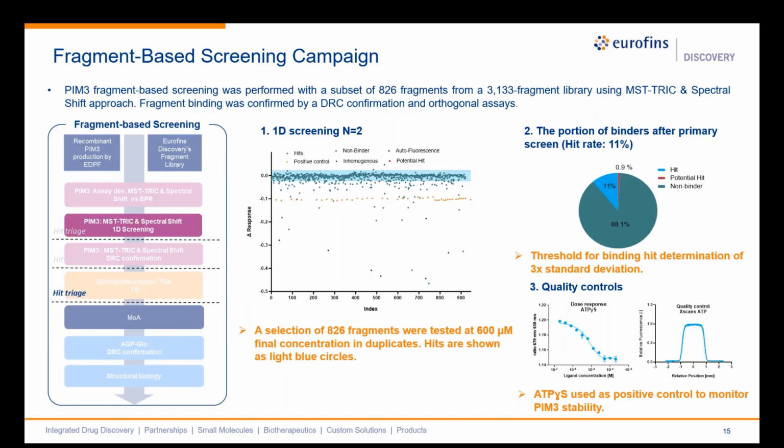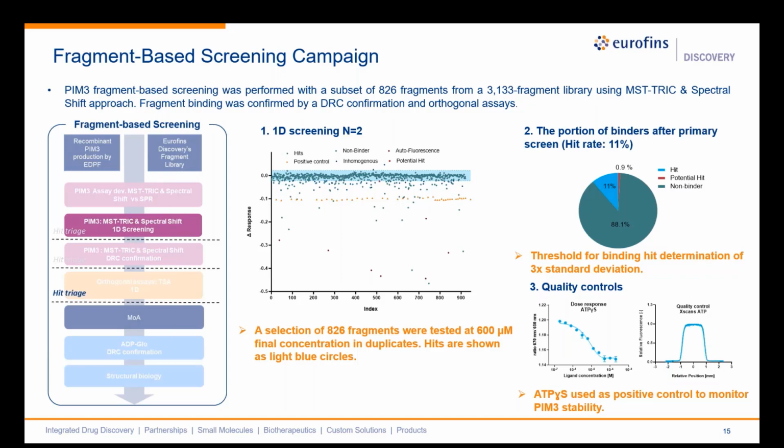PIM3 fragment-based screening was performed with a subset of 826 fragments from a library of 3,133 fragments using the MST trick and spectral shift approach. Fragments were tested at the final concentration of 600 micromolar in duplicates. Hits were defined as compounds inducing a variation of the response higher than 3 times the standard deviation of the DMSO control, represented by the blue arrow in the 1D screening panel.